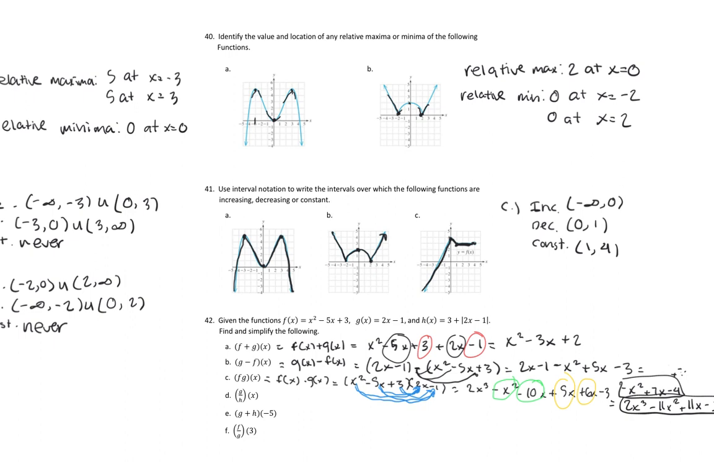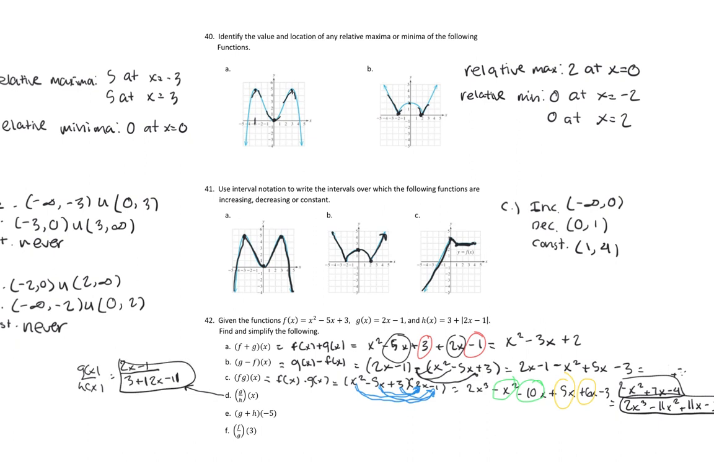All right, so part D is g over h of x, and I'm just going to bring it over here so you guys can see them right now on the left. That's going to be g of x over h of x, right? So then we just take those functions and divide them. So that's going to be 2x minus 1 over all of h. So that's going to be 3 plus the absolute value of 2x minus 1. Absolute value close.